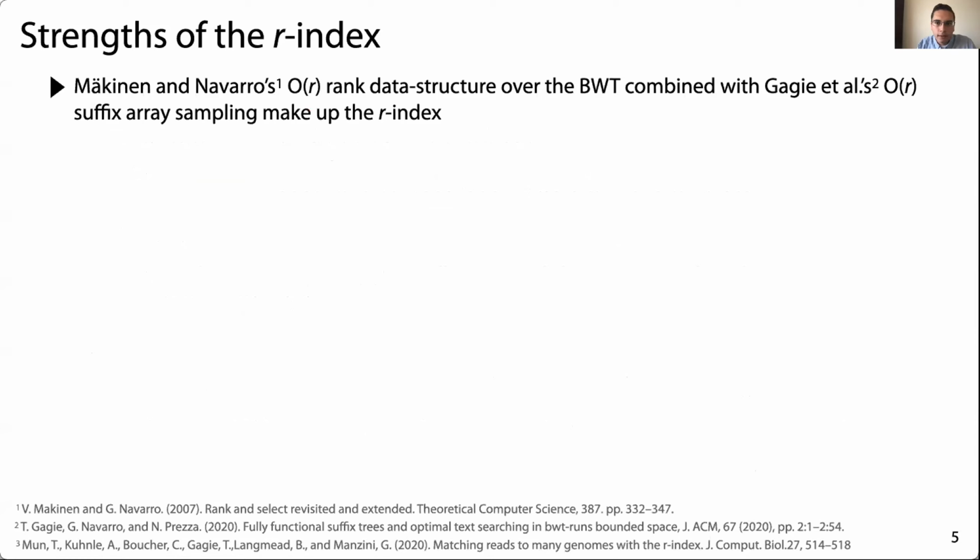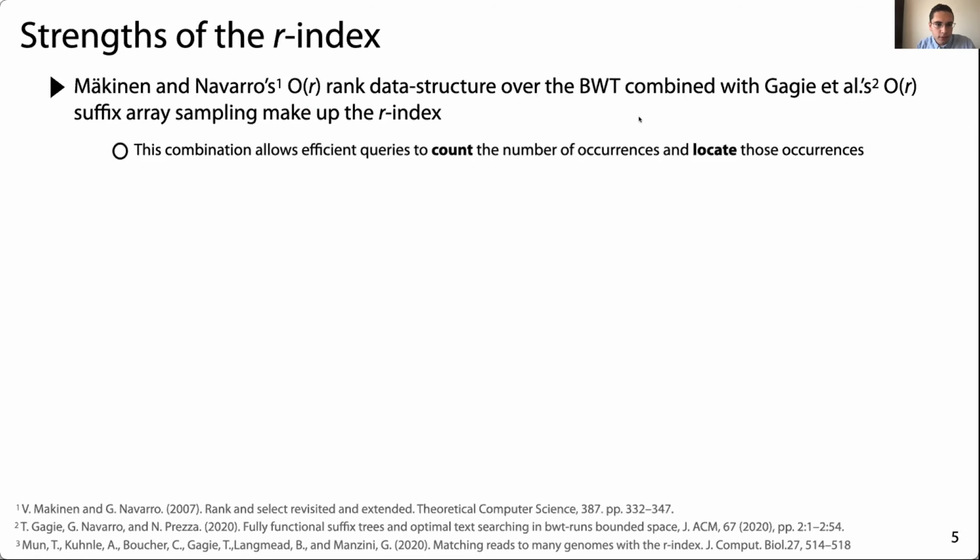So I just wanted to highlight some of the strengths of the r-index to make sure we understand what it's doing for us. So what is the r-index first off? It's the combination first of Mäkinen and Navarro's O(r) rank data structure over the BWT. So this is a compressed data structure. And Gagie et al.'s O(r) suffix array sampling. These two ideas combine to make the r-index. This combination allows you to do efficient queries to count the number of occurrences of a pattern in a text, as well as locate those occurrences.